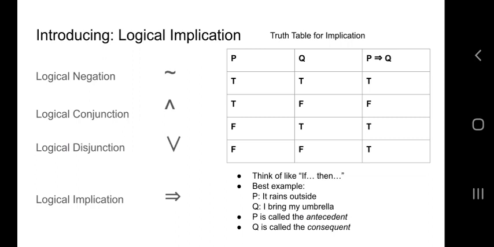So whenever we have an implication, the formula P is called the antecedent, and the formula Q is called the consequent. And we're not going to use those terms, really, but just so you know, that's what they're called: the antecedent and the consequent.